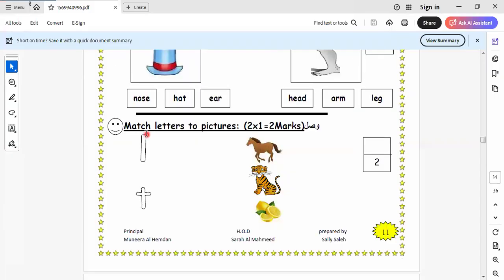Here we say match letters to the picture. We have pictures here, and we know them. Here we have a horse. Is it H here? No. This is a tiger. Is it T here? Yes. So I select this one by this one. What if this is a lemon? So I select L for lemon. If you know the word, you can select the first letter that the word started with.